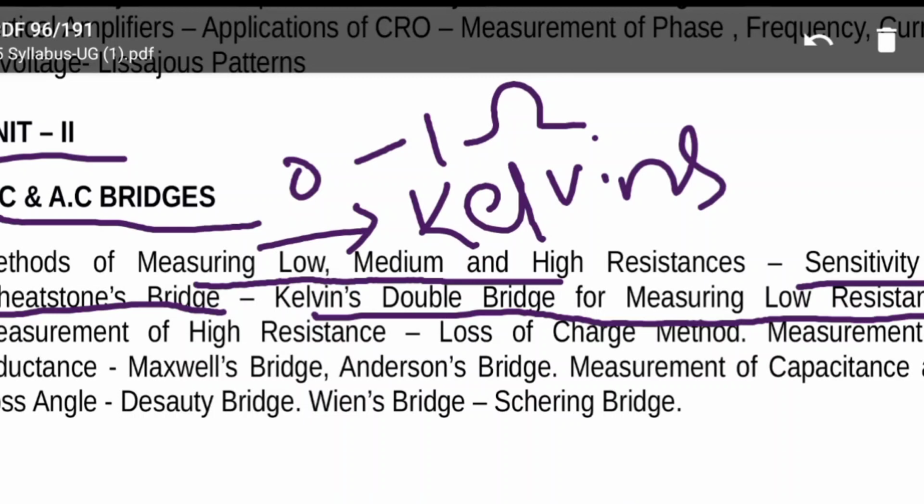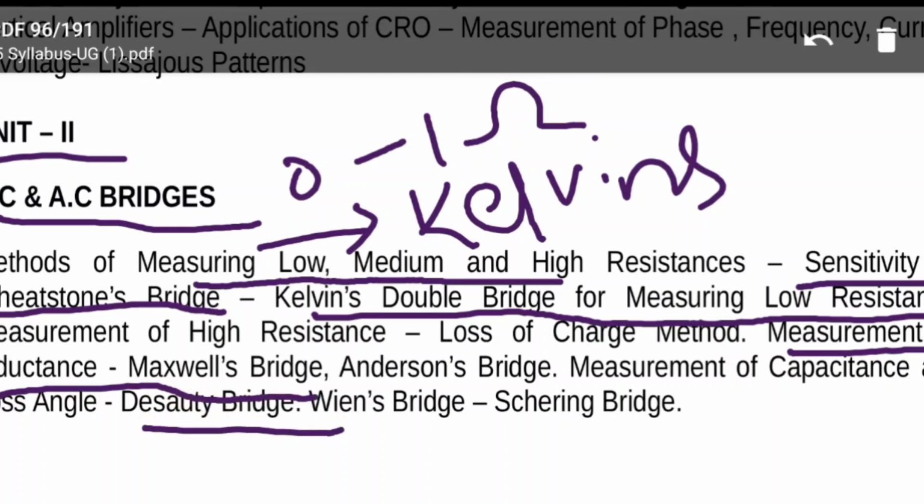Loss of charge method or Megger method, also high resistance methods. High resistance means more than 100 kilo ohm, that is high resistance. Loss of charge method or Megger method we can use. Measurement of inductance. Coming to AC bridges, the first part is DC bridges. From that you can get 1 question of 10 marks, and the second part is AC bridges: Maxwell's, Anderson's, measurement of capacitance, loss angle by Schering bridge, Wien's bridge.